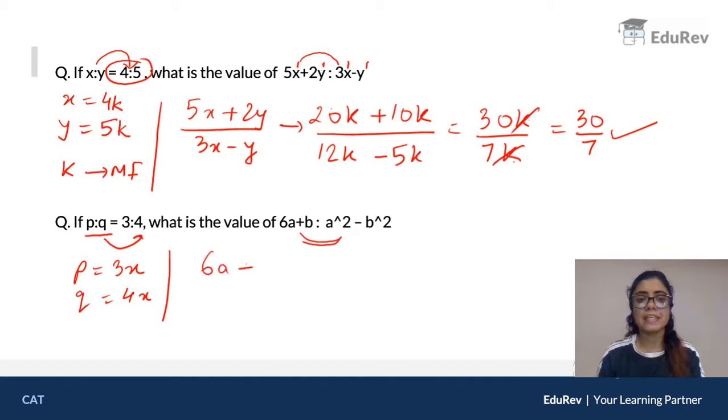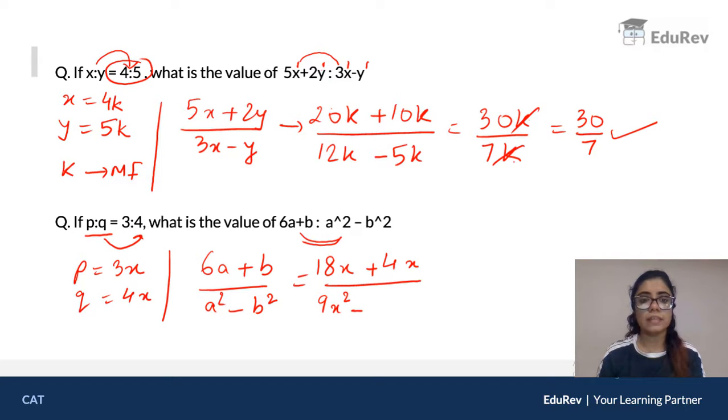What is your question? Your question is (6a + b) upon (a square minus b square). So 6a, that is 6 into 3, will become 18x, plus 4x, upon a square, which is 3x whole square. 3x whole square will become 9x square, minus 4x whole square will become 16x square. So 18 plus 4 will give you 22x, upon 9 minus 16 will give you minus 7x square. What will happen? 1x will get cancelled, but 1x will still remain.